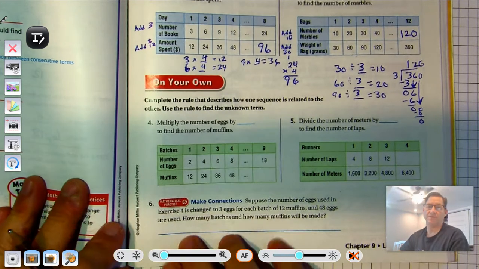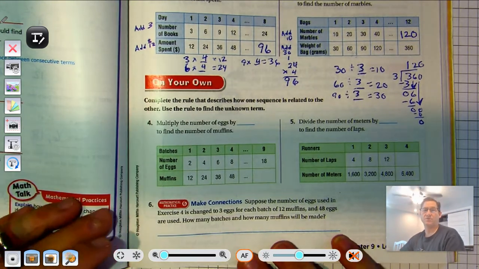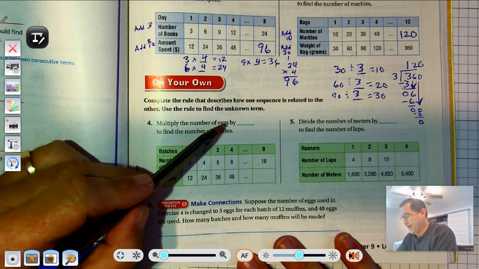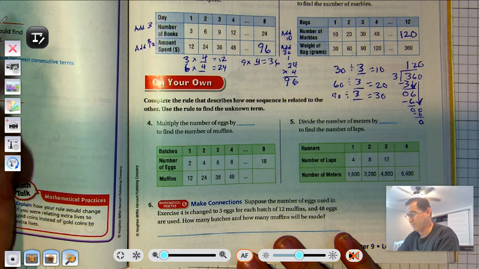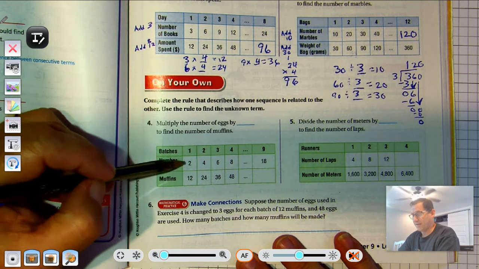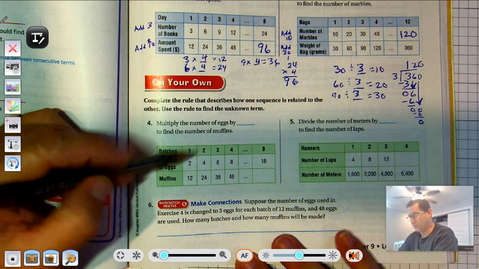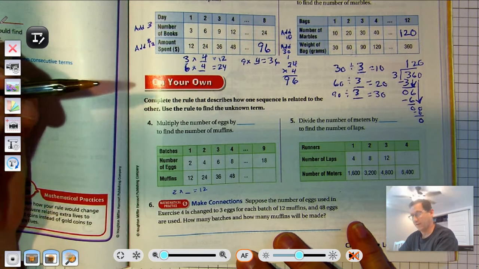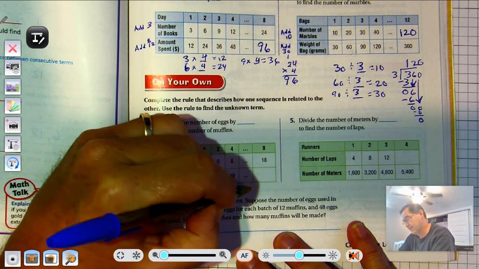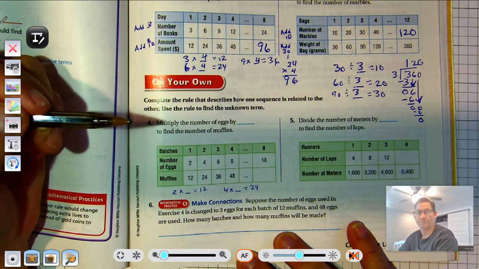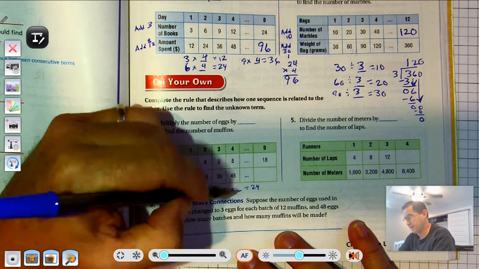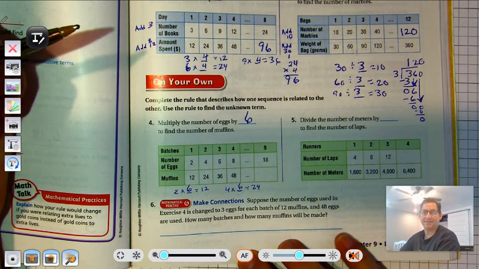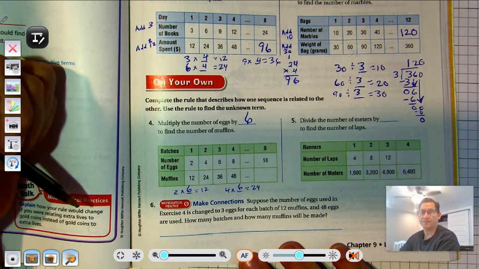All right, complete the rule that describes how one sequence is related to the other and use the rule to find the unknown term. So multiply the number of eggs by something to find the number of muffins. So if I multiply 2 times what is 12? 4 times what is 24? Well, 2 times 6 is 12, and 4 times 6 is 24. So if I multiply the number of eggs by 6, I'll find the number of muffins.